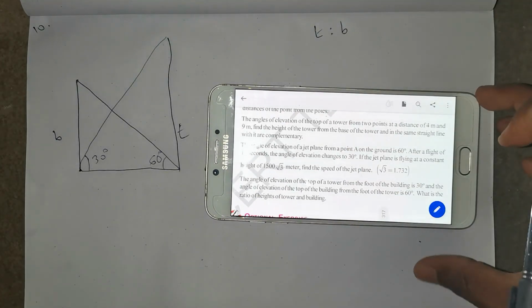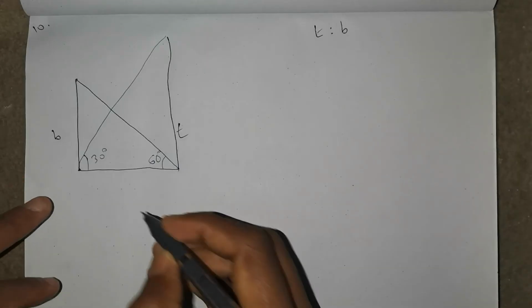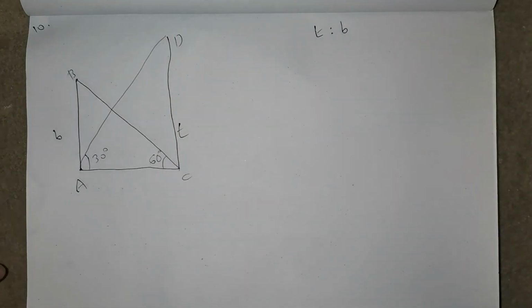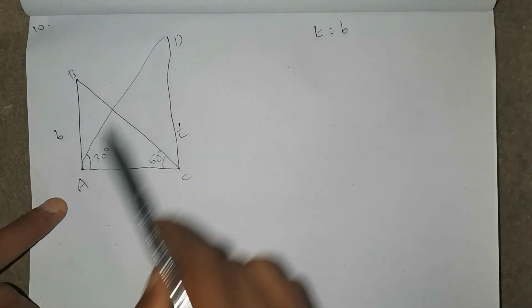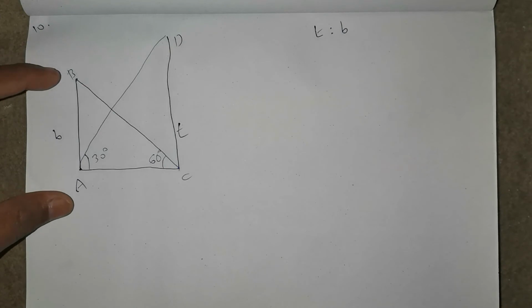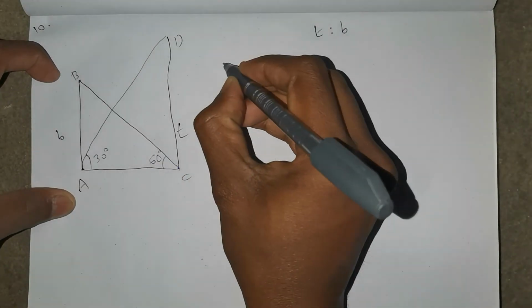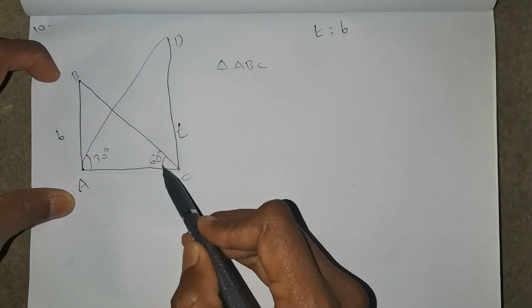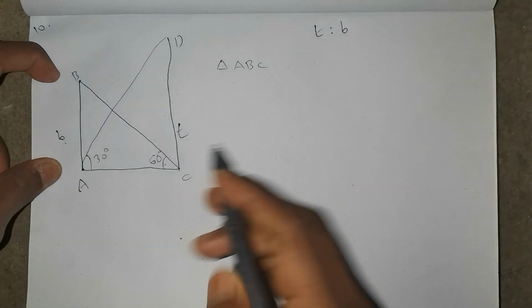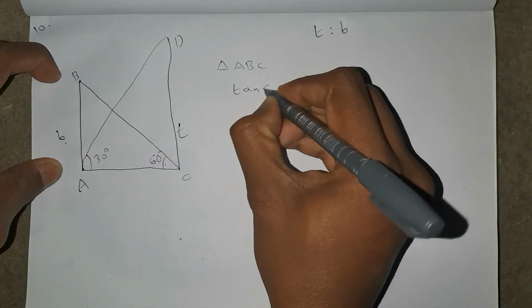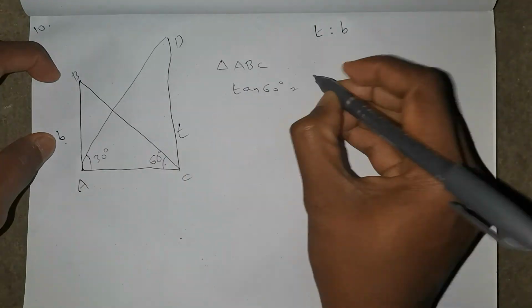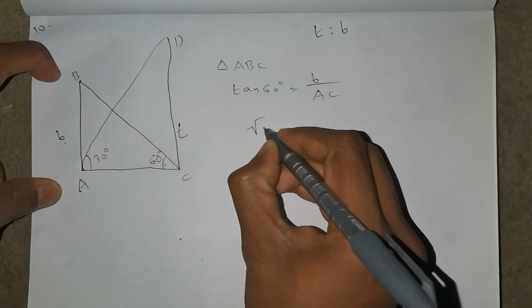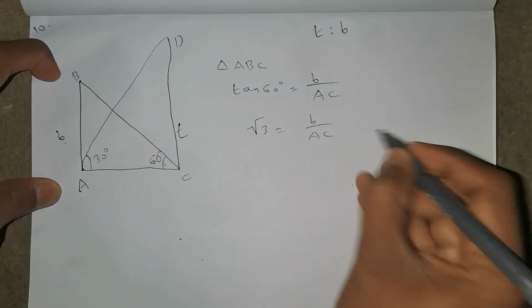Okay, let us check the solution. Here I am keeping A, B, C, and here D. So again we have two triangles, one is triangle ABC and one is triangle CAD. First I am going with the smaller triangle ABC. In triangle ABC, here 60 degrees is there, this is opposite, this is adjacent. So tan 60 is equal to opposite B divided by adjacent AC. The tan 60 value is root 3. So root 3 is equal to B divided by AC.